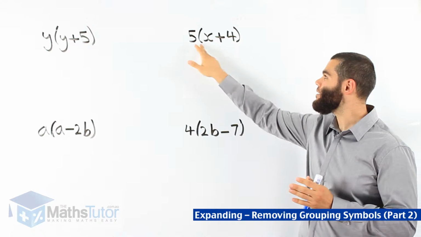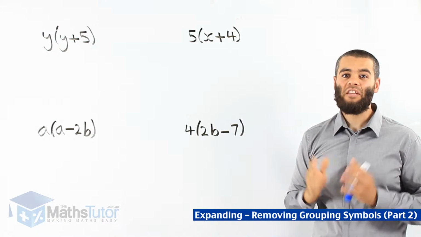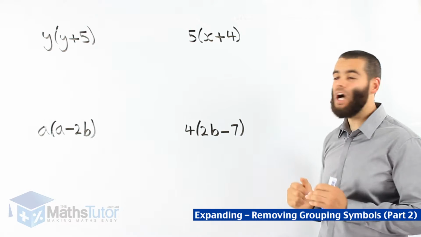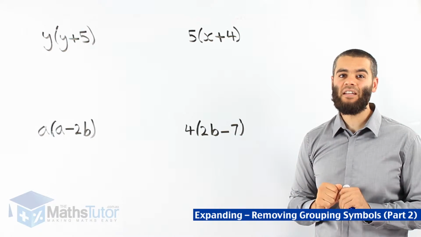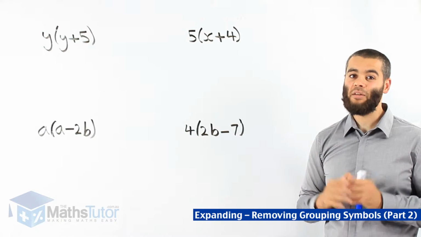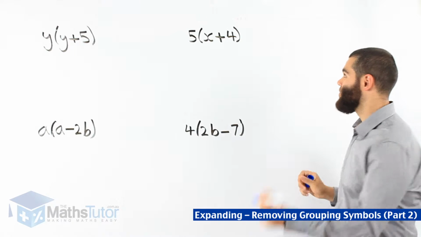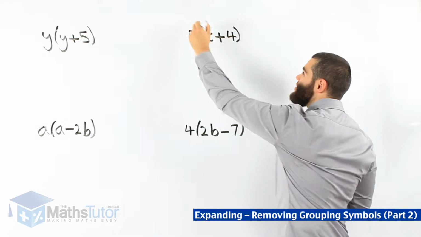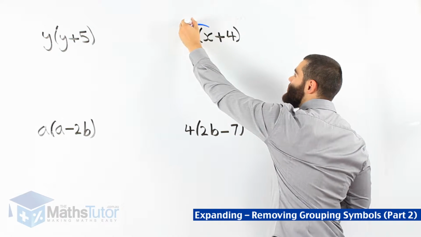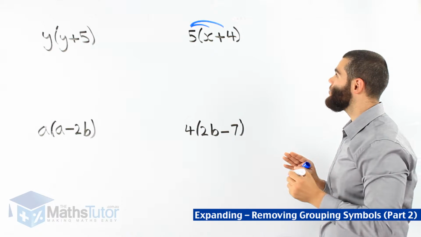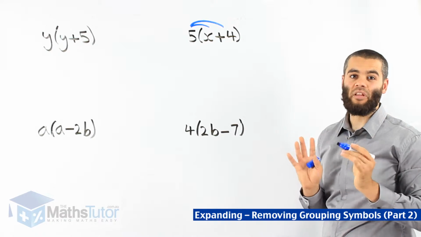5 and the bracket is a multiplication. It's actually invisible. So what does that mean? It means that 5 times everything inside the brackets. Let's get started. We always like to show arrows. The arrows mean that 5 times the x and 5 times the 4. 5 times everything inside.